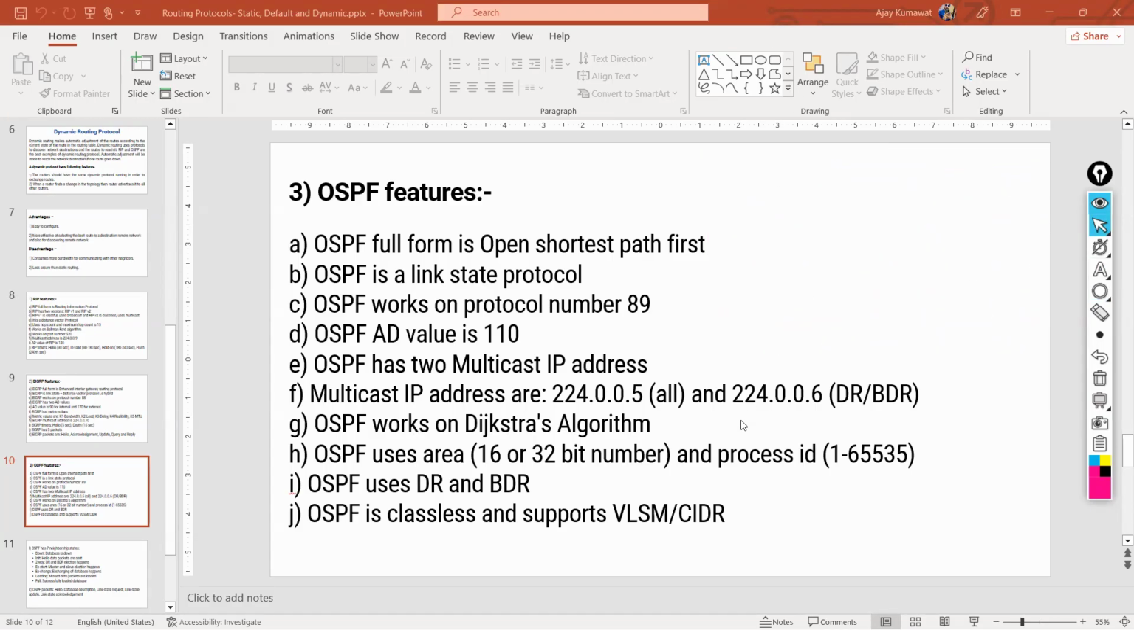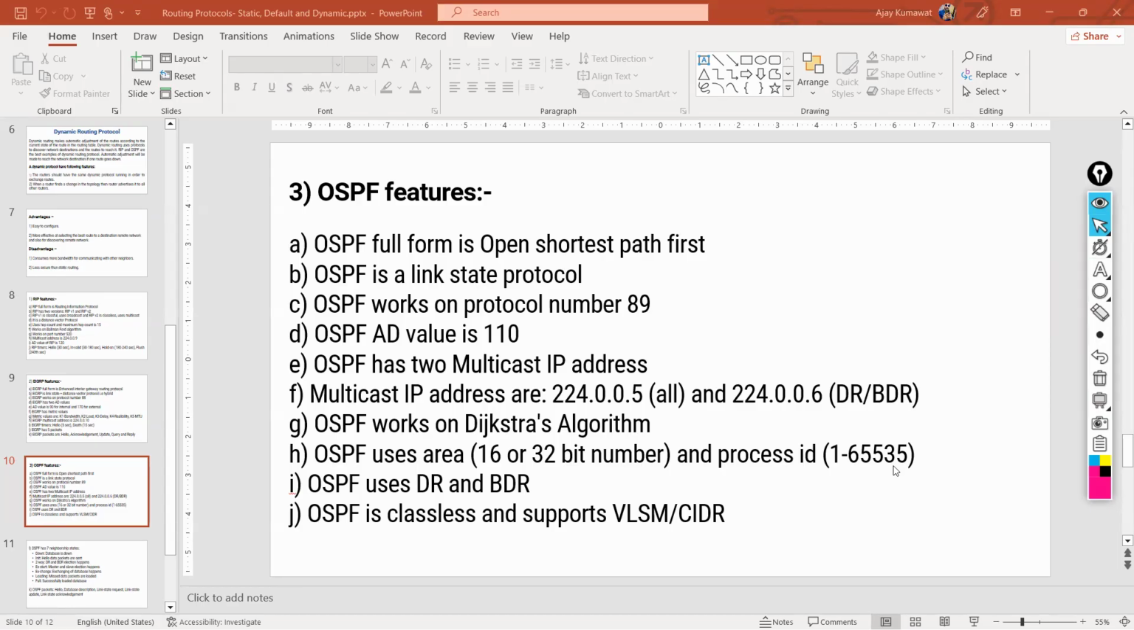Now, when we were configuring EIGRP, we were giving autonomous system numbers, like router eigrp 100. So that 100 was the autonomous system number. Correct? In OSPF, we use process IDs, and this process ID will range between 1 to 65,535.